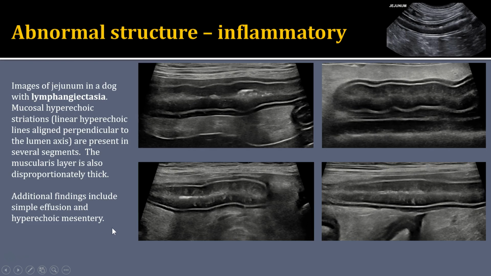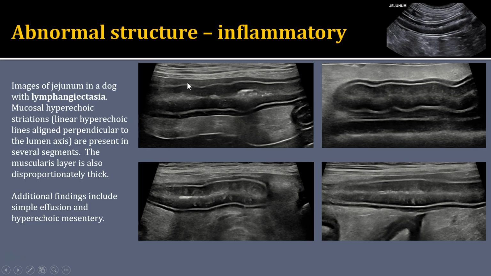Here's a patient that has a specific type that is lymphangiectasia, and this is a dog. These are all longitudinal images of the same dog jejunal segments, again normal up in the top right here for comparison. And when we see this specific finding, which is this striping here, these hyperechoic lines that are perpendicular to the lumen of the segment of intestine, we call those mucosal hyperechoic striations. That is very suggestive of lymphangiectasia, and this probably represents lacteal dilation. So this patient has that in several segments.